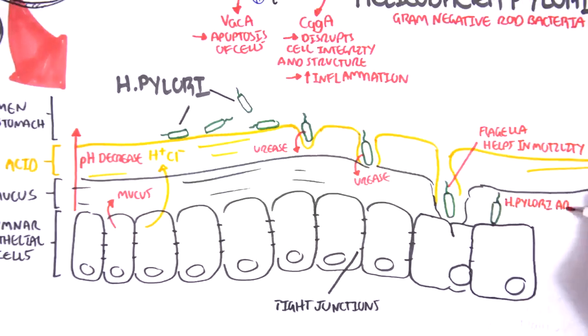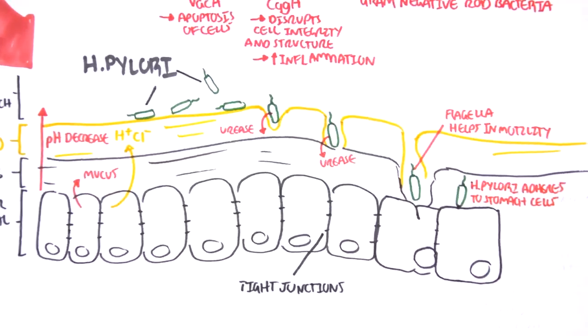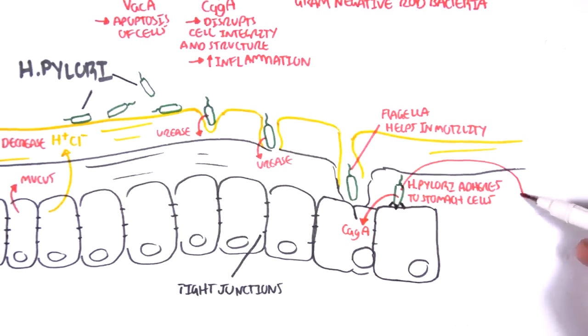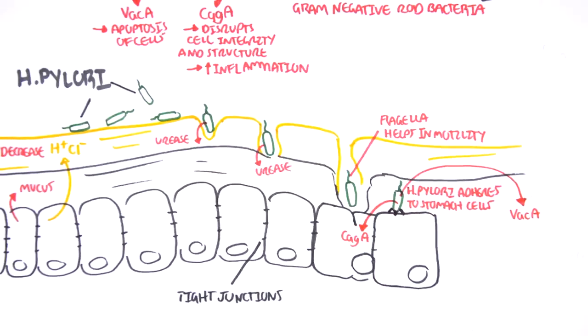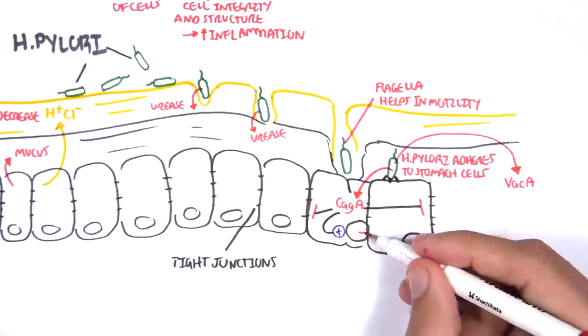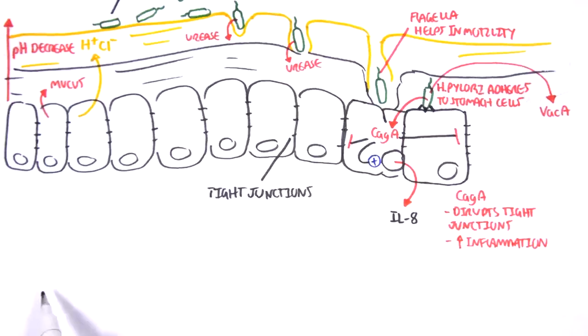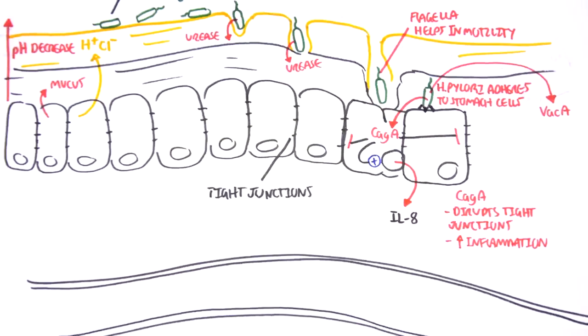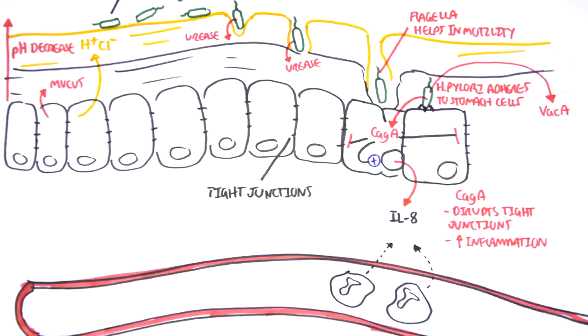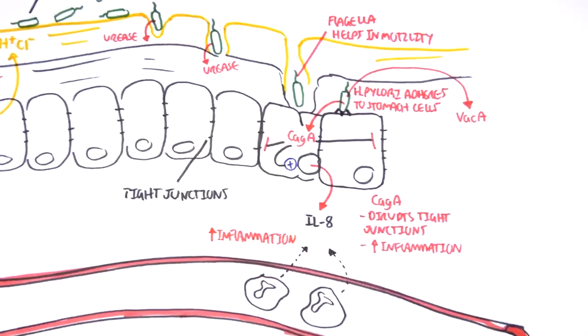Once it makes contact with the stomach cells, it can adhere to the stomach cells using lipopolysaccharide. And once H. pylori adheres to the stomach cells, it can secrete these dangerous exotoxins such as CagA and VacA. And as I mentioned, CagA disrupts cell integrity and essentially breaks down these tight junctions between the stomach cells. At the same time, CagA stimulates the production of certain cytokines within these cells. Cytokines such as interleukin 8. So what does interleukin 8 do? Well, interleukin 8 is like a chemokine which attracts neutrophils into the area. And neutrophils are highly inflammatory and can damage the stomach tissue. So interleukin 8 promotes inflammation.